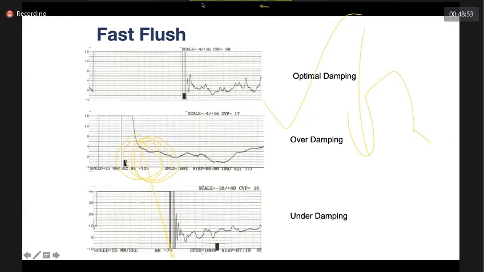So what you do in the lab is a fast flush method. In the fast flush method, you give a syringe, flush it very fast, and then see whether you are getting a waveform like this. If you are getting a flush waveform like this, that is optimal damping. If you are getting a waveform which is going up or down below the baseline, that is overdamp. When you have multiple waveforms coming here, that is highly resonant and underdamp.